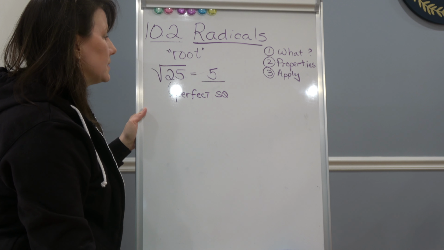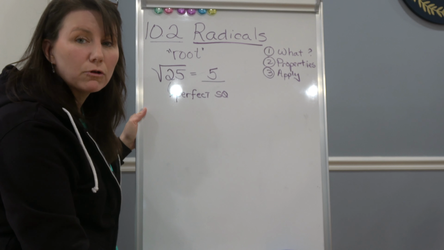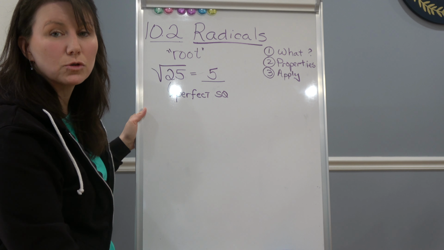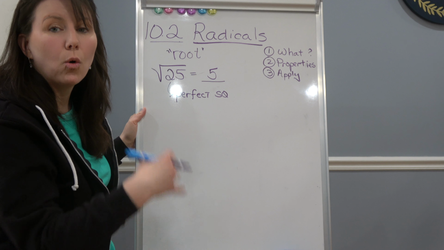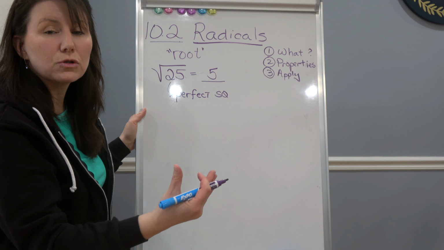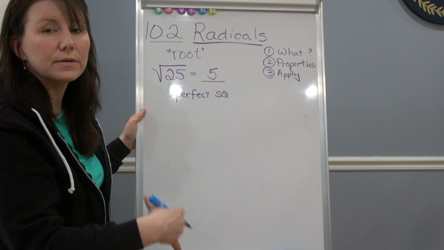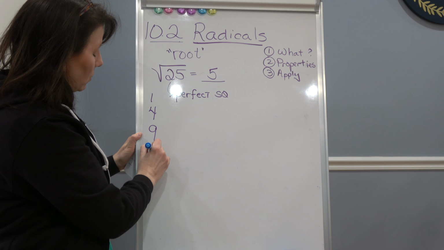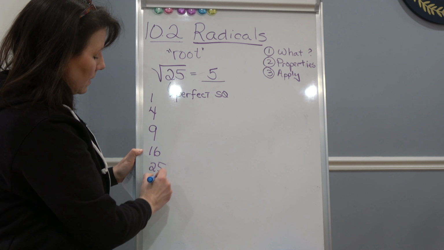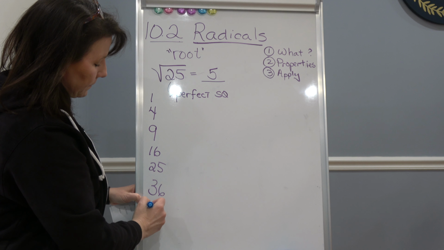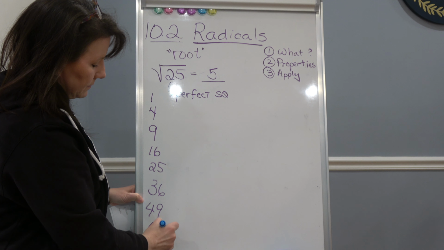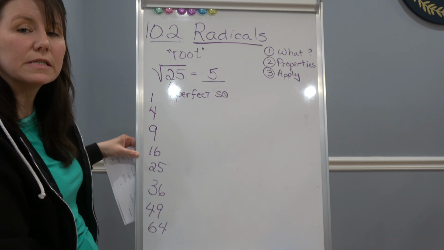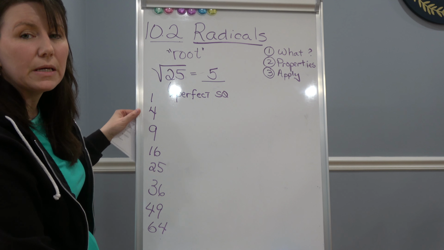So a perfect square is a number that is created by multiplying an integer by itself. So we have a list of perfect squares we could create just by saying 1 squared, 2 squared, 3 squared, 4 squared, 5 squared, 6 squared. We could come up with a whole list of perfect squares. Okay. So this is a list of perfect squares, and the square root of every single one of these numbers would be equal to an integer.